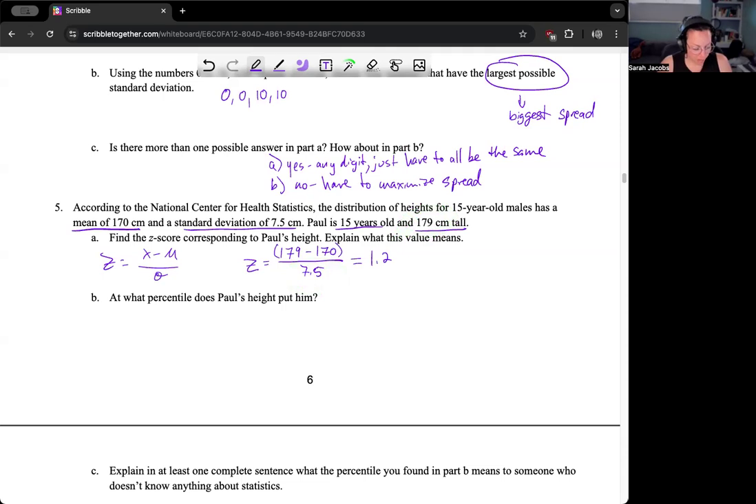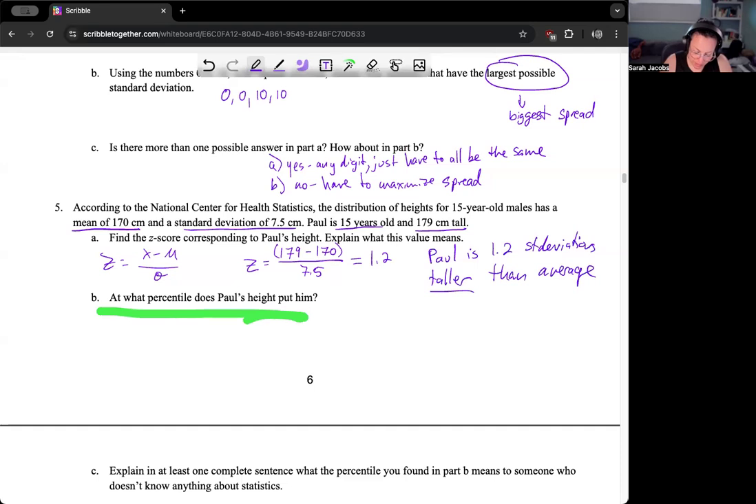But he shouldn't be 156 standard deviations away. That's crazy. So your z-score, if you get a number in the hundreds, check your order of operations. So what this means is Paul is 1.2 standard deviations taller, right? Because it's a positive 1.2 than average.